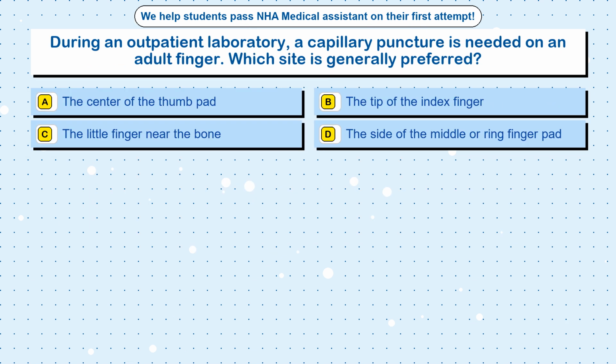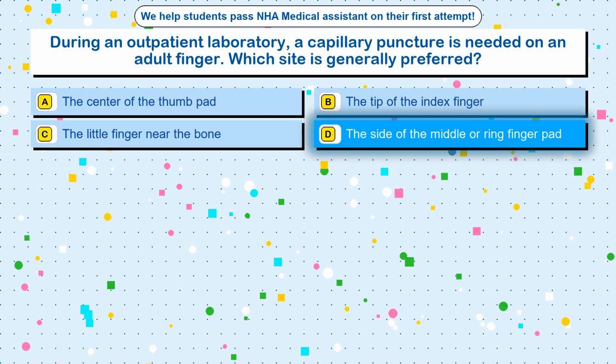Question 69. During an outpatient laboratory visit, a capillary puncture is needed on an adult finger. Which site is generally preferred? Option A, the center of the thumb pad. Option B, the tip of the index finger. Option C, the little finger near the bone. Option D, the side of the middle or ring finger pad.